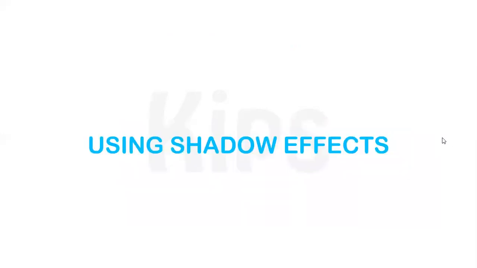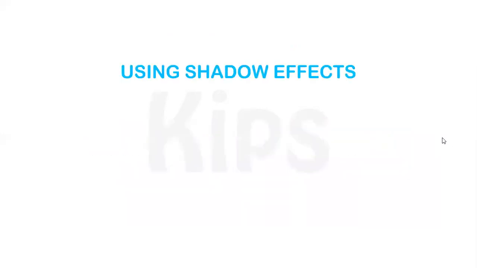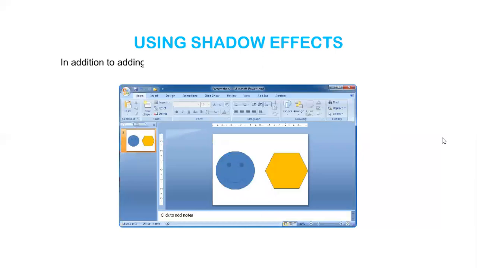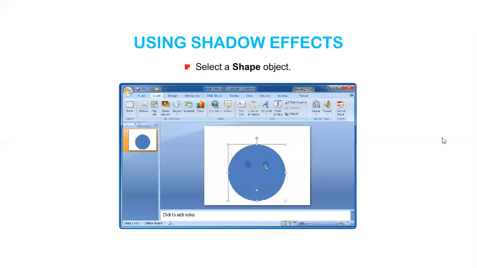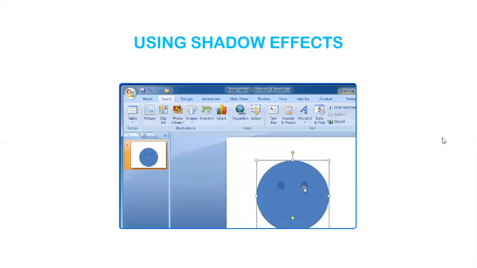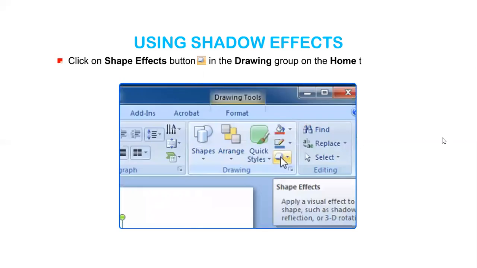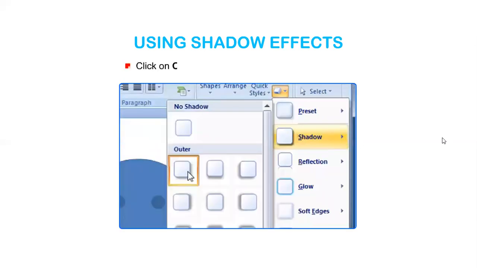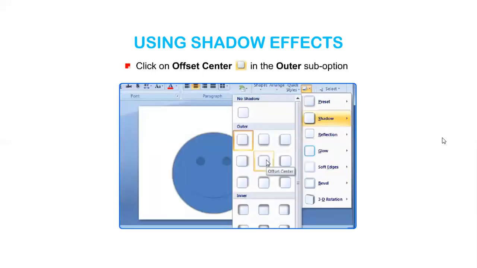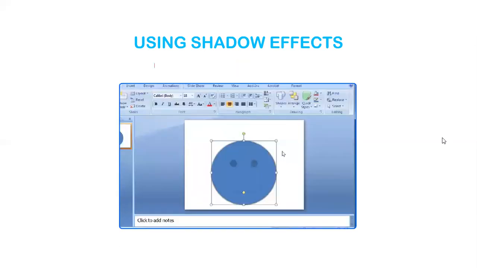Let us learn about using shadow effects. In addition to adding textures and colors, you can apply shadow effects to the shape object. It will make the shapes look impressive. Select a shape object. Click on Shapes Effect button in the drawing group on the Home tab and select Shadow option. Click on Offset Center in the outer sub option. The object will appear with a shadow.